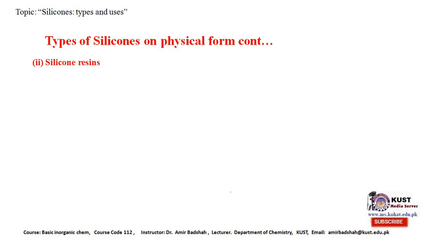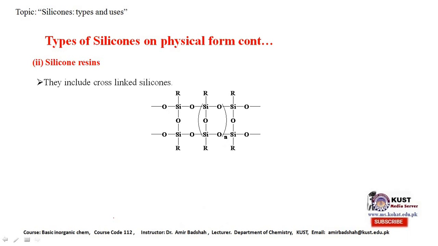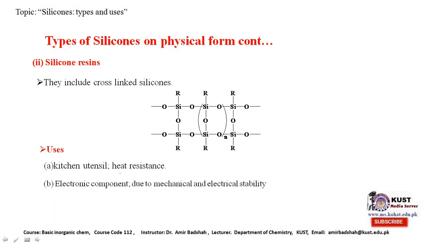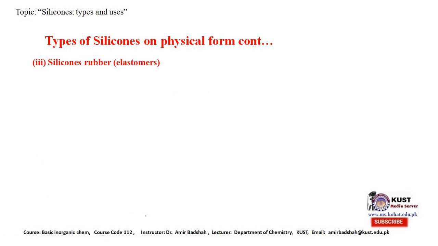The second type is silicone resins. Silicone resins include cross-linked silicones as shown here, and they are used mostly for kitchen utensils and heat resistant equipment. They are also used for electronic components due to high mechanical and electrical stability. It is also used as a sealant in the aircraft as well as in the automotive industries.